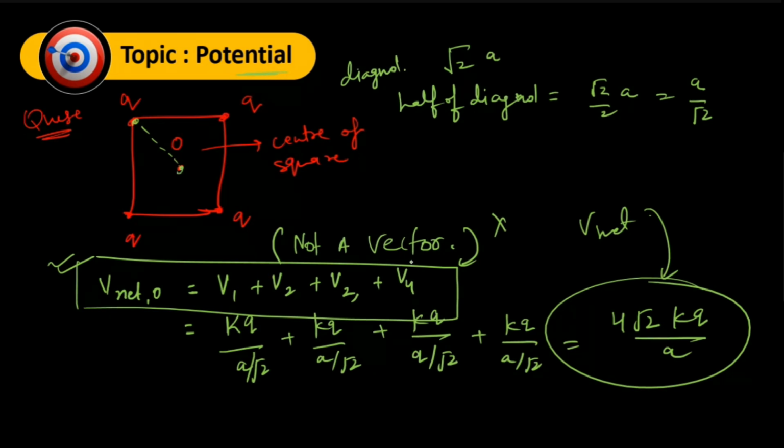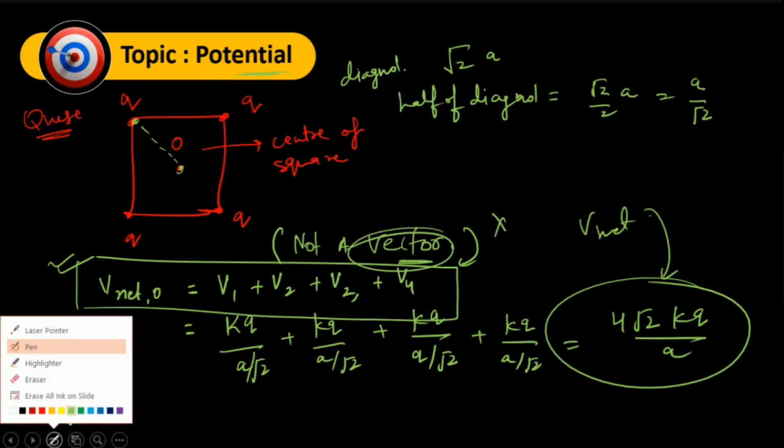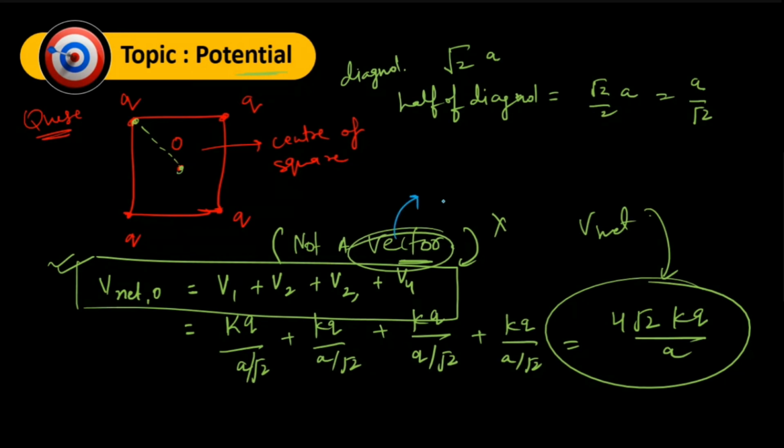Vector is a very important thing. It is basically a type of physical quantity. Physical quantities are of two types: scalar and vector. Scalars are those which have magnitude only, and vectors are those which have magnitude as well as direction. Potential doesn't have any direction, so we can simply add them. But other quantities like electric field and electric force are vector quantities, so we have to see their directions as well. We cannot add them directly like this.